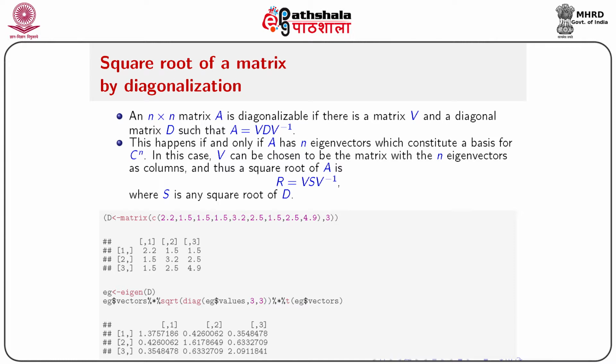Suppose first you see what EG dollar vectors gives, second you see what the diagonal of EG dollar values 3 by 3 gives and what the square root of that gives, and then you can multiply. That might give you a clear picture of what I actually did here by splitting up the steps of this calculation. But this is very important. The square root of a matrix is sometimes required for different computations, simulations and statistical estimation techniques.